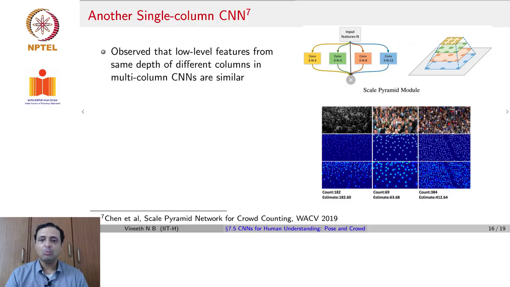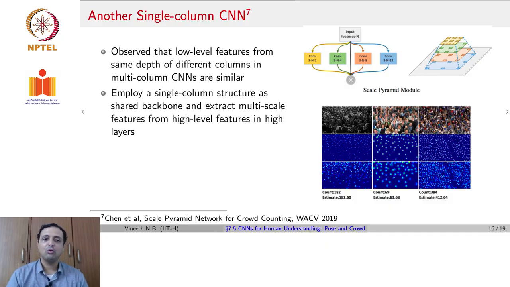Another single column CNN, a more recent one in 2019, observed that low-level features from multi-column CNNs had very similar functions, very similar features in the crowd counting context. So what they propose is to retain the same pipeline for initial layers of the CNN, and when you go to the later layers, have a multi-scale pyramid, which is known as a scale pyramid module, which combines features at different scales to get the final output of the density map.